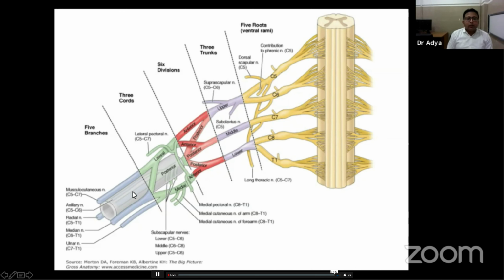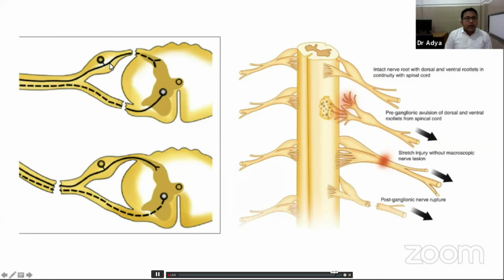Now then it divides into various terminal branches, and before the terminal branches, individual segments can also give a few branches which are known as pre-terminal or collateral branches. As I was discussing, any injury of these nerve roots before the dorsal root ganglion will be termed a preganglionic injury, and any injury to these nerve roots beyond the dorsal root ganglion will be termed a postganglionic injury.